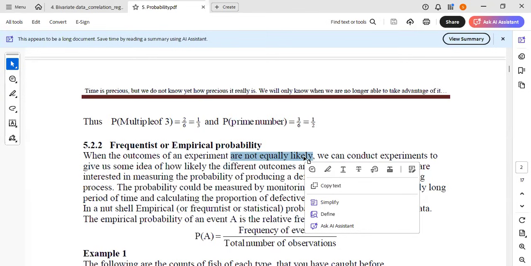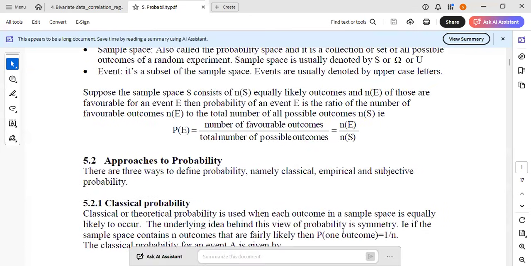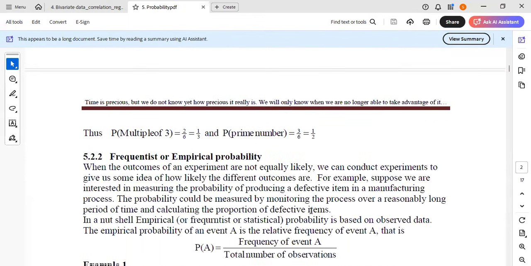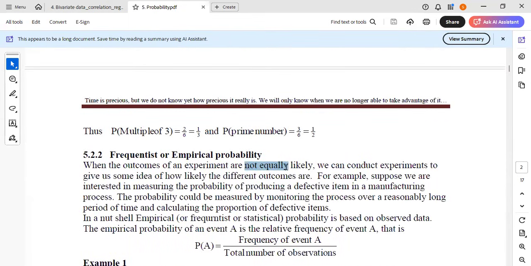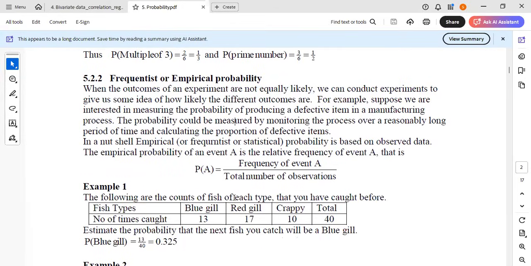Okay, so others have less chance of occurring. But for the classical, we say that all the outcomes in that set are equally likely to occur. But for the frequentist, we are saying they are not equally likely to occur. And so we have some with high frequency, others with low frequency. So a case example is this one here.